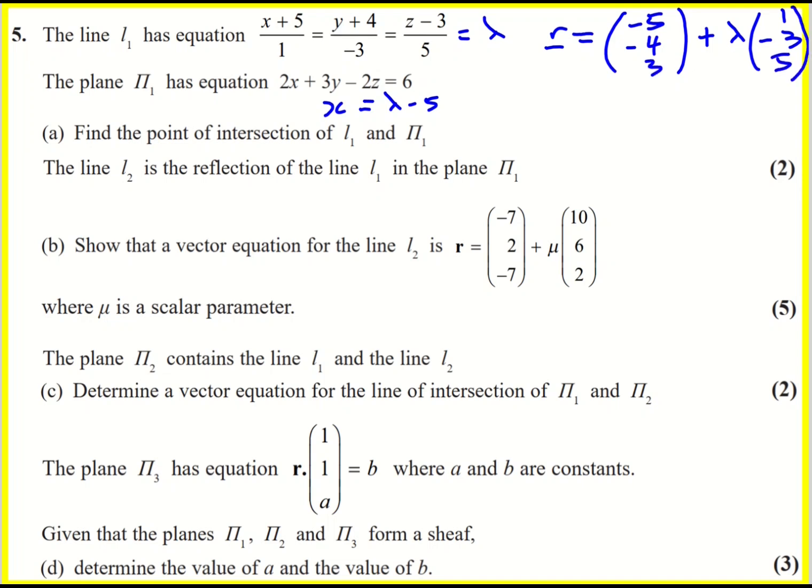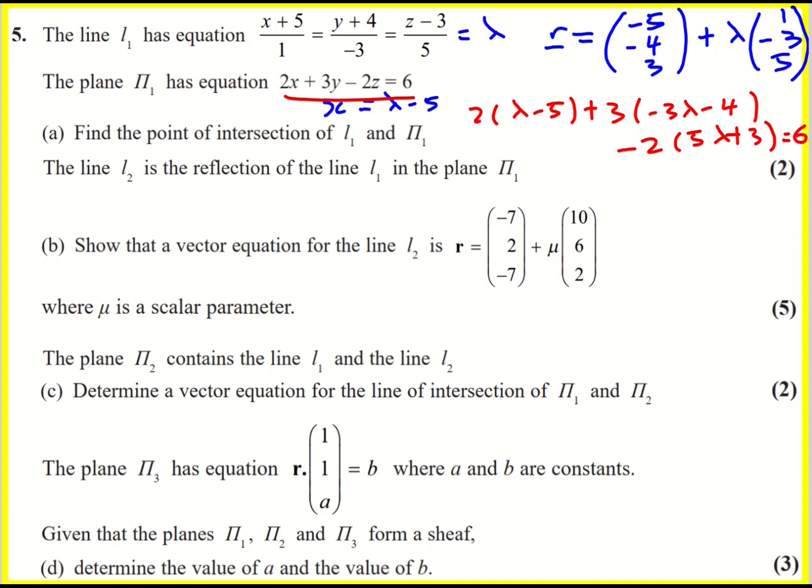Over time, you just learn to do this quickly, but I've tried to find the right balance of explaining it and getting there. So that means that x is now lambda minus 5. So what I can do is sub that into here. I'm going to get 2 times lambda minus 5 plus 3, and then y is going to be minus 3 lambda minus 4. So minus 3 lambda minus 4, and then minus 2z, so the minus 2 5 lambda plus 3, and that is equal to 6.